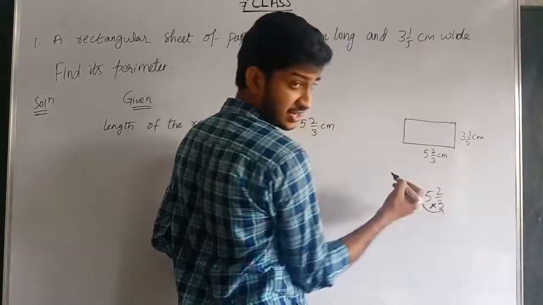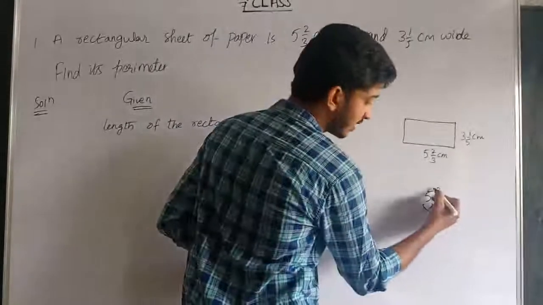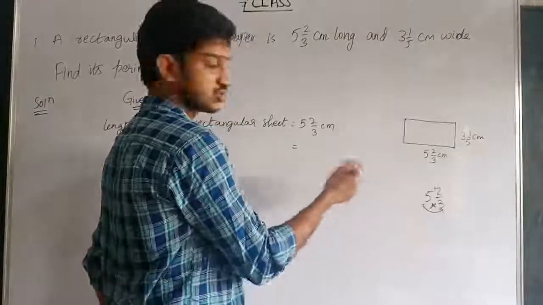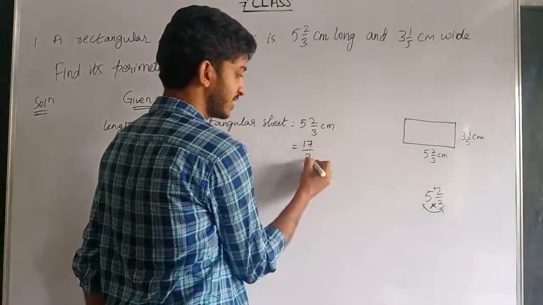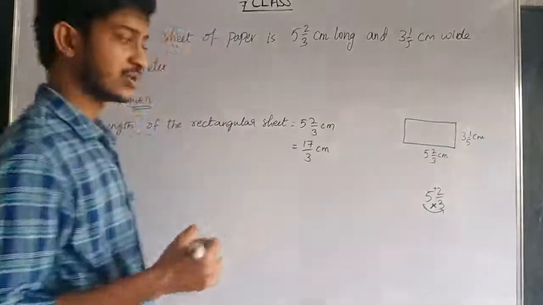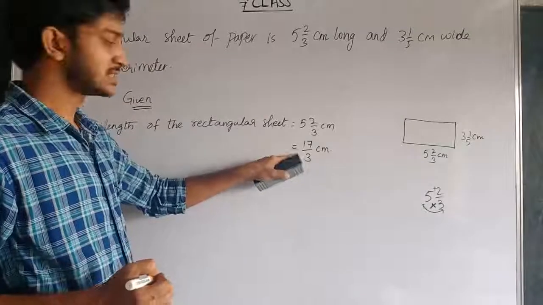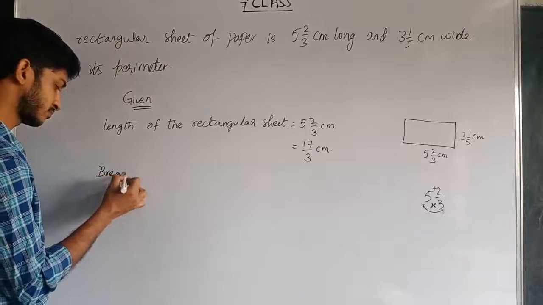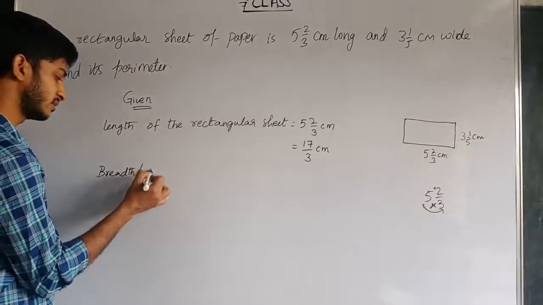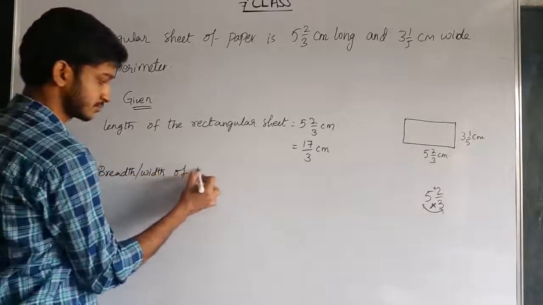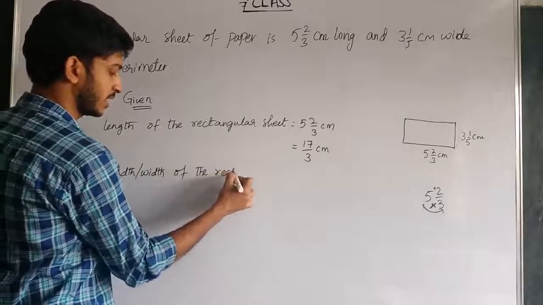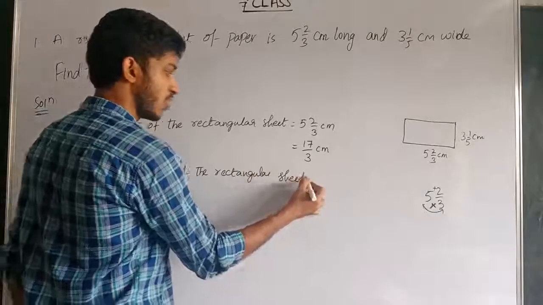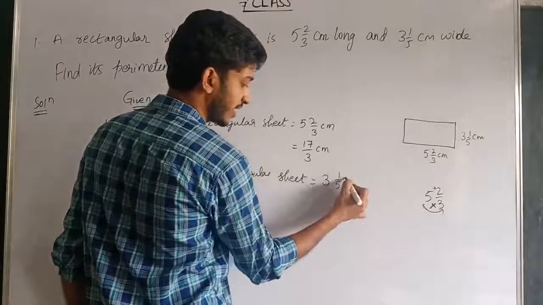If you multiply 3 into 5 we get 15. Now add plus 2 to that answer, means 15 plus 2 is 17. 17/3 centimeters it is. Okay, what is the length of the rectangular sheet? 17/3 centimeters. Now breadth or width, take anything, of the rectangular sheet. It is given 3 1/5 centimeters.